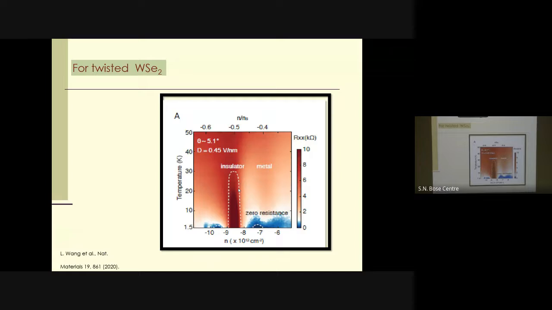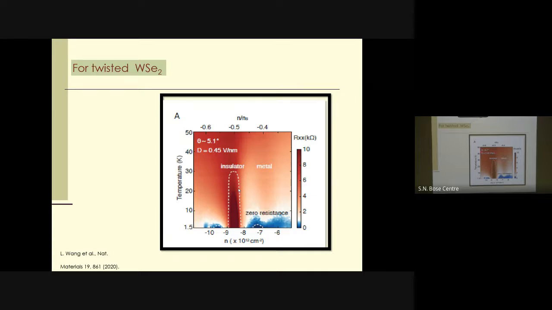So this is again the same experimental result which I showed earlier. And the aspect that I wanted to show was one little thing over here, which is that they see this zero resistance state going into the insulating states, and then again these zero resistance states. This is for the particular twist angle that they have considered.